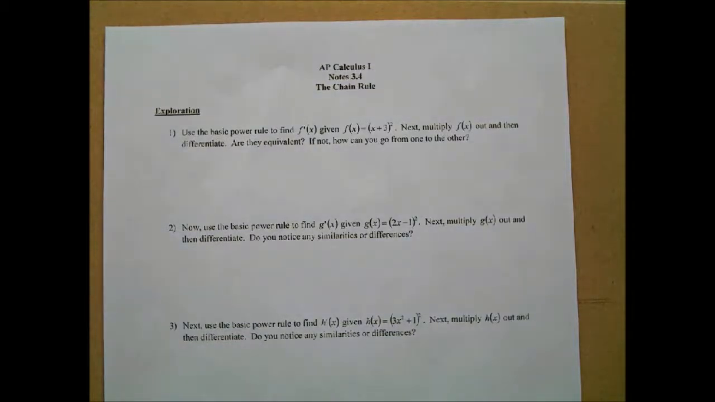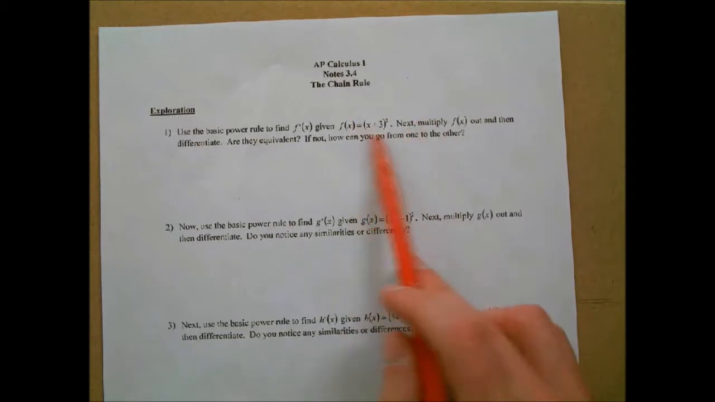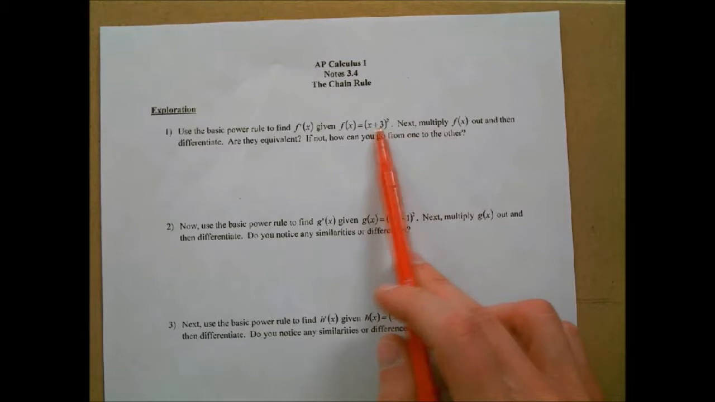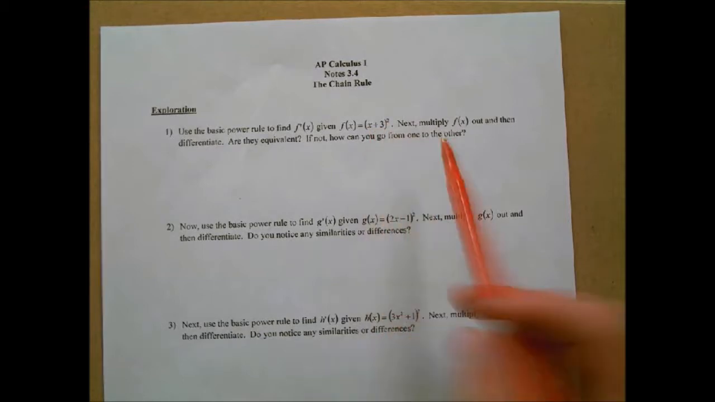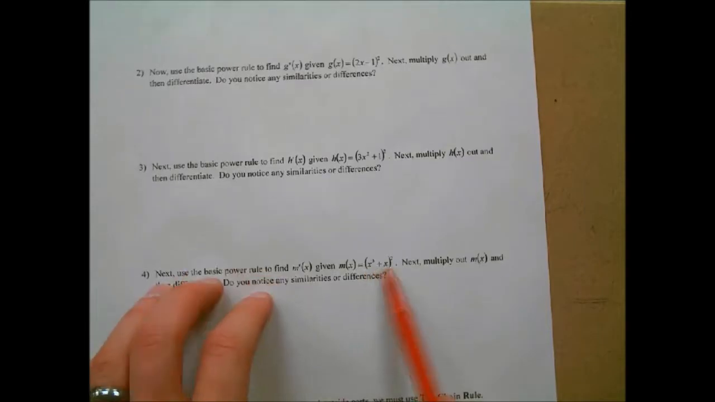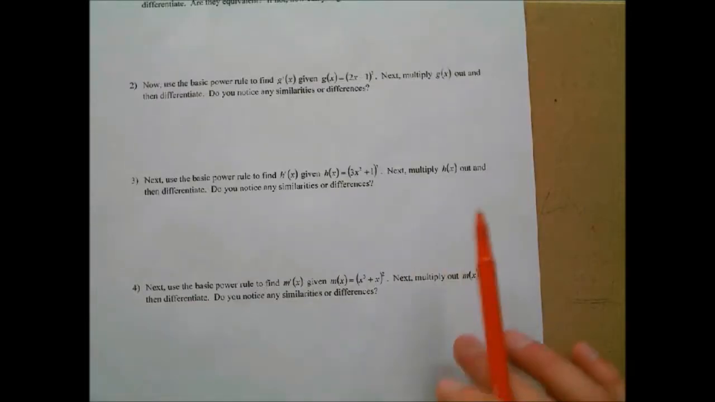With the way it's currently written, we're technically not supposed to use our power rule here because there's more than just x being raised to a power. It's x plus 3, right? Just like right here, 2x minus 1. Here it's 3x squared plus 1. Here it's x cubed plus x. It's more than just x being raised to a power. It's like a polynomial being raised to a power here.